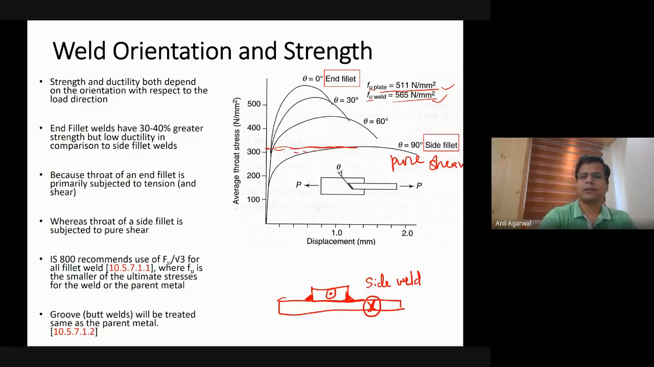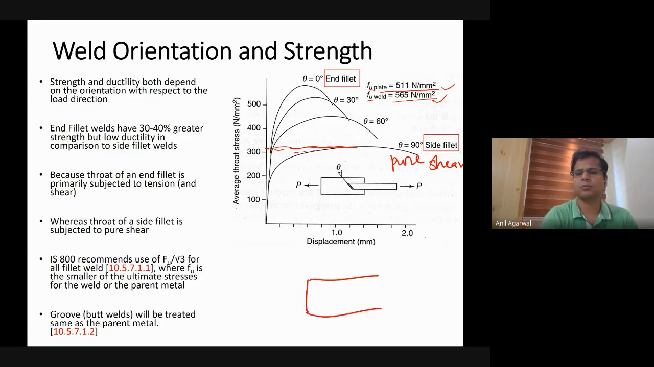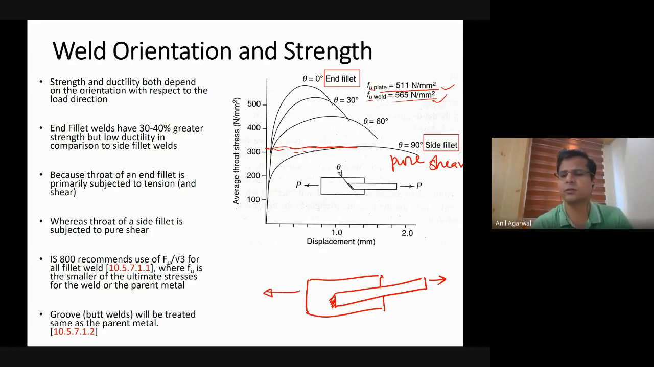Now if I change the type of loading I'm applying, maybe I'll have to draw it again. So if the loading is in such a way, again drawing the top view now, this is your bottom base plate and this is your top plate, and the weld is at this edge, and I'm applying the load here and here. So for this particular weld, now the theta would be 0, right? If you see this theta angle, that is 0, so that is an end fillet, right?